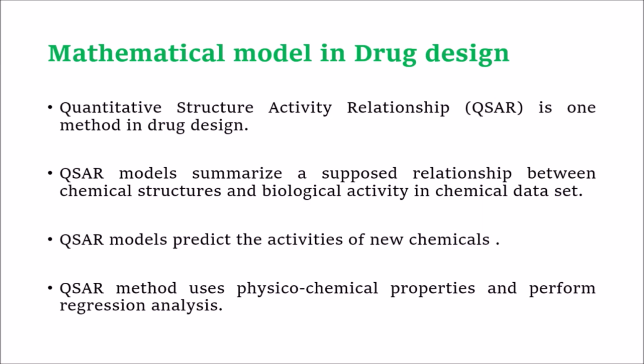The QSAR method uses physicochemical properties and performs regression analysis. It will use some properties and perform the regression analysis, and based on the formula it will give you some new design. That is what is called the QSAR method. Many times they are using mathematical structures and mathematical formulas also for designing of the drug.